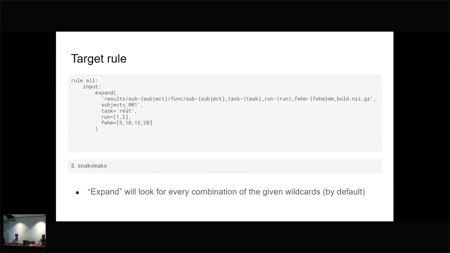So say we have one subject, multiple runs, one task, and a bunch of different smoothing factors we'd like. This function will resolve to a list of every possible combination of the wildcards you've provided. And then we could call Snakemake all here, or if we put it at the top of our snakefile above our other rule we've defined, we'll be able to expand over this path and get all of these different files without needing to know from the command line what the list of every single file we want is.